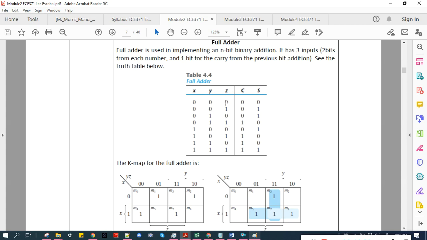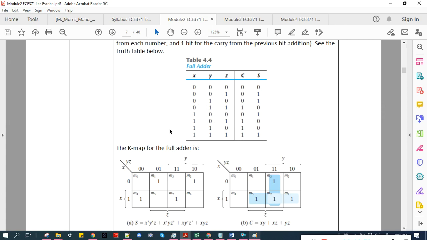So the inputs go from 000 to 111. There are 8 possible combinations. Then we add each bit. 1 plus 0 plus 0 is 1, carry is 0. Then 0 plus 1 plus 1, the sum is 0 but the carry is 1, right? 1 plus 1 plus 1, carry and sum are both 1.